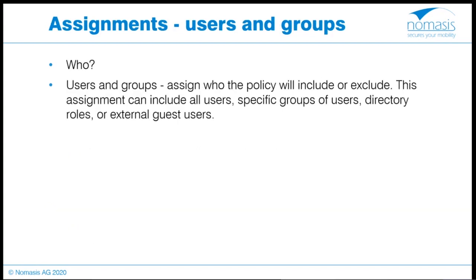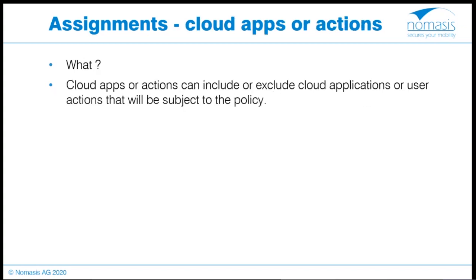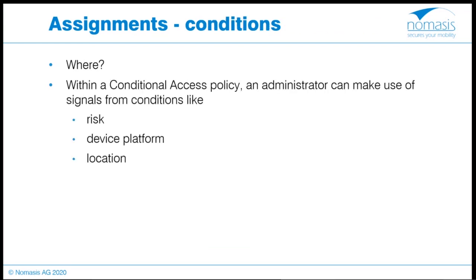So as I told you, the who is simply the users and groups. You can include or exclude people. You can include all users and exclude a few specific groups. You can choose by directory roles, or you can also select external guest users. So you can specify a lot of different rules based on the who. And the what is basically the cloud apps or the actions that you want to allow or not. As I told you, for example, Exchange Online would be one of the cloud apps that we protect. And the where is where we use the location or the device platform, the risk, etc.